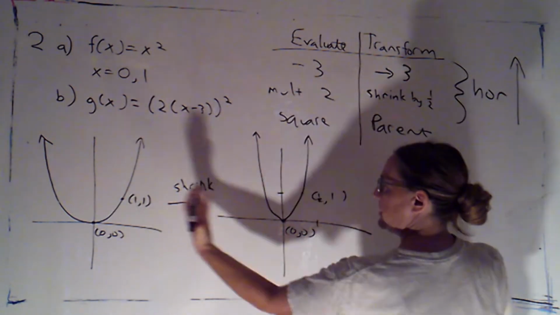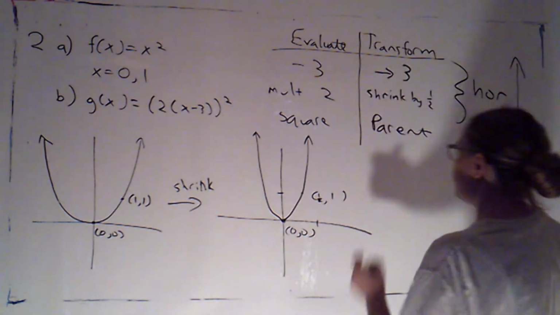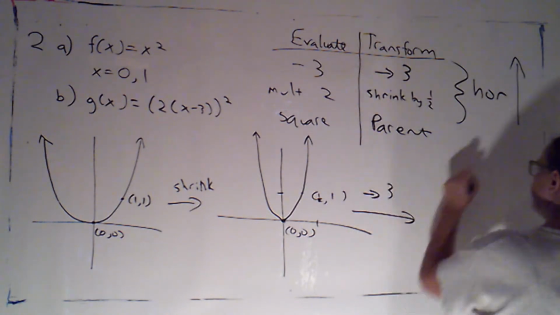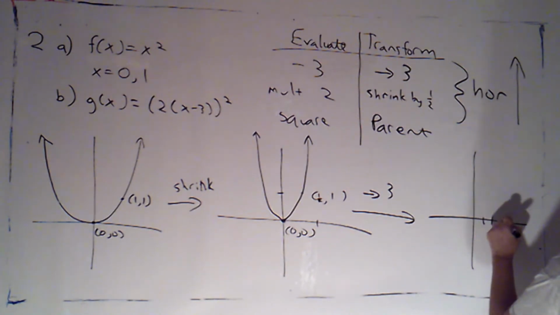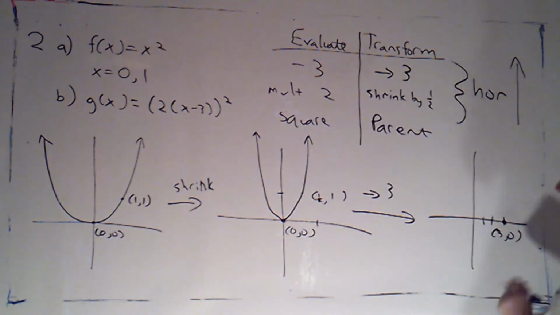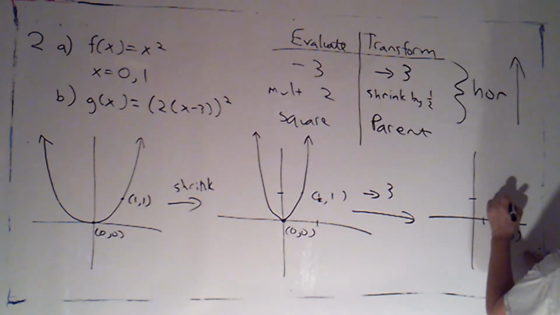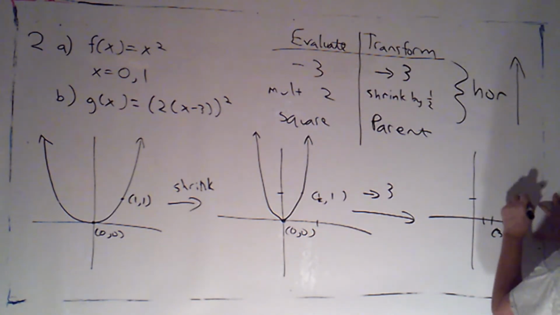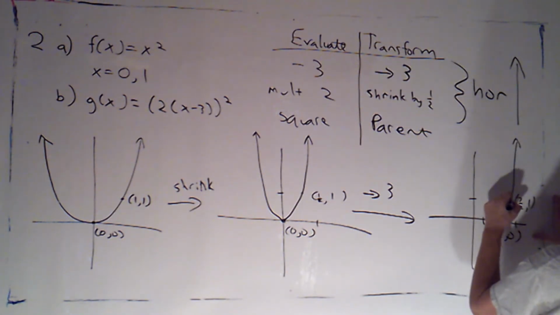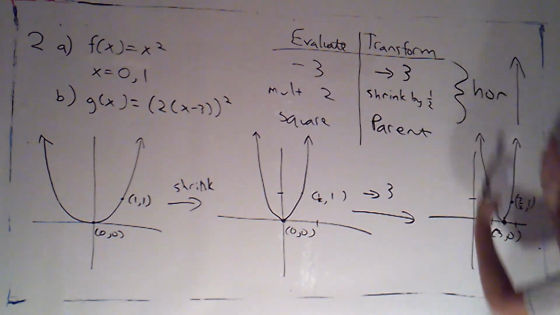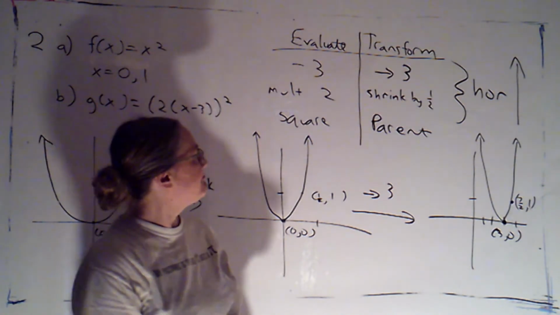So we've shrunk things horizontally. We've got a skinnier parabola now. And then I'm going to shift things 3 units to the right. So this vertex, which was at 0, 0, is now going to be at 3, 0. This point, which was at 1/2, 1, is now going to be at 3.5, or 7/2, 1. And I can connect those dots. So we've got our skinnier parabola shifted 3 units to the right.